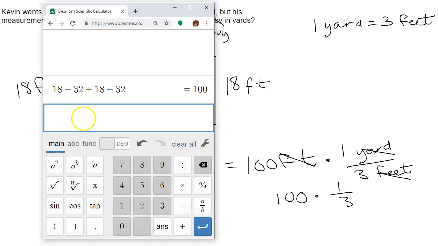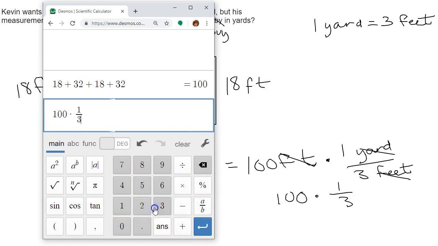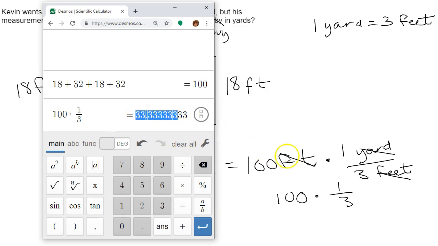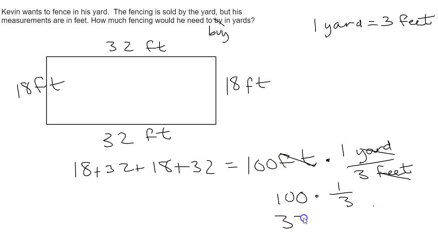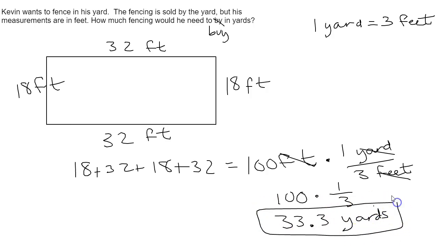So I'm going to go to a new line on the calculator. We do 100 times 1 divided by 3, or 1 over 3, and that gives us 33.33333 repeating, so 33.3, and we would just round 33.3 yards. And that's our final answer. This is now the perimeter of the fencing in yards.